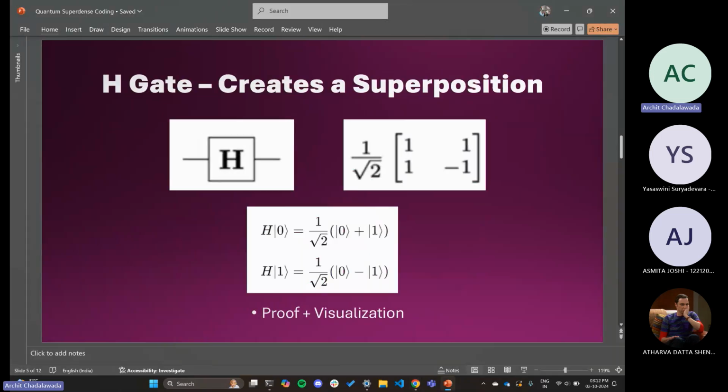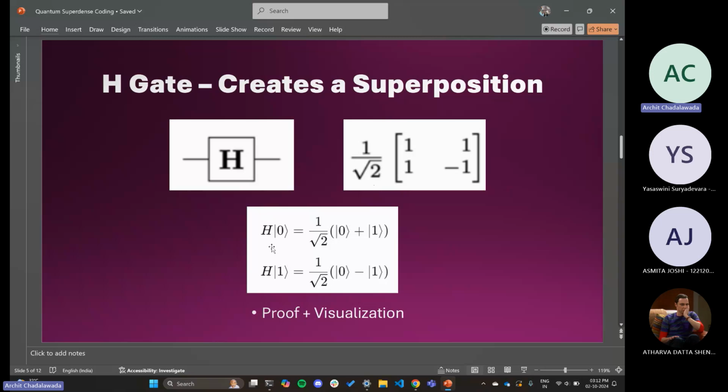Now let's look at the next gate, the Hadamard gate. It's used to create an equal superposition state of the 0 and 1 states when applied to 0 and 1. And this is its representation in a circuit with an H, and it has the matrix form 1 by root 2 into 1, 1, 1, minus 1.